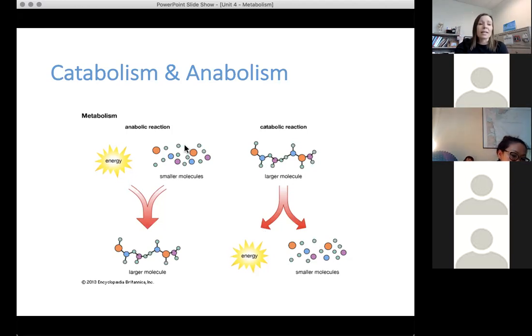The opposite of that is anabolism, or anabolic reactions, where you're taking smaller things, smaller cells, smaller molecules, and putting them together to create one large molecule. A lot of times, if you're putting those things together, you're creating new bonds. That requires energy to do that.